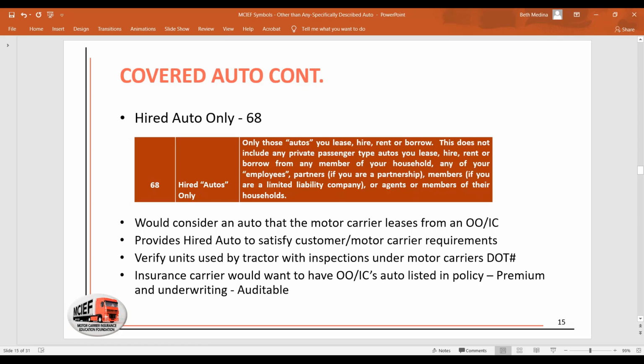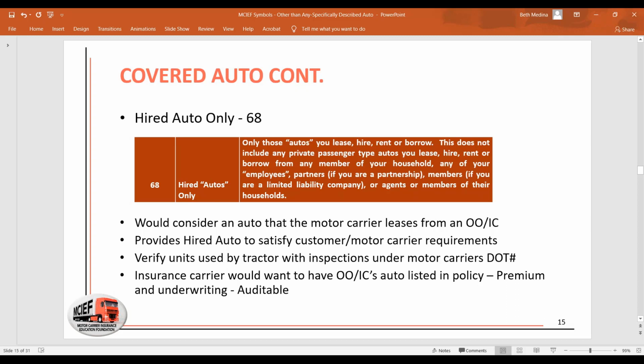Providing hired auto to satisfy customers' motor carrier requirements. Something we have to realize is that most of our insureds' customers require certain symbols to be given, and one of the common requirements is hired auto coverage. When you write a risk as a retail agent, you need to find out what their insureds' customers require for insurance coverage, to have proof sent to their customers to make sure you can satisfy those. One of the things that's typical is to have hired auto coverage provided on the policy itself. We verify the use of the tractors with the inspections we talked about before, now mainly owner operator.